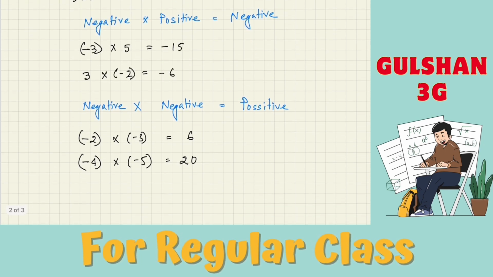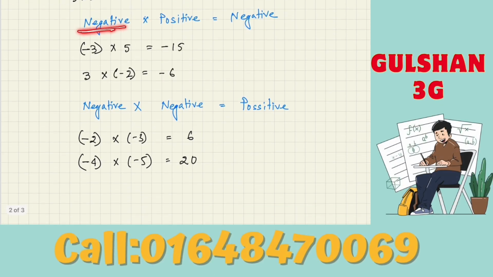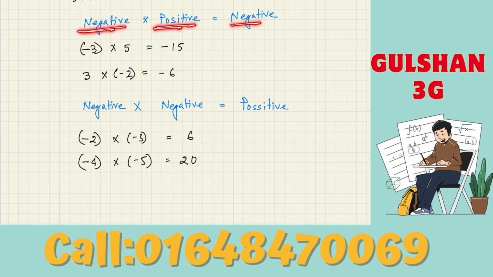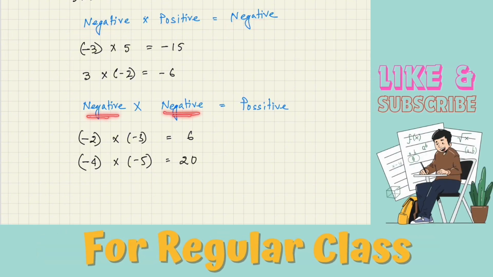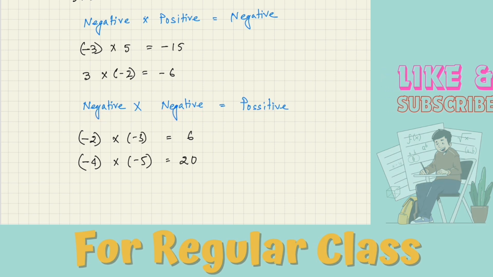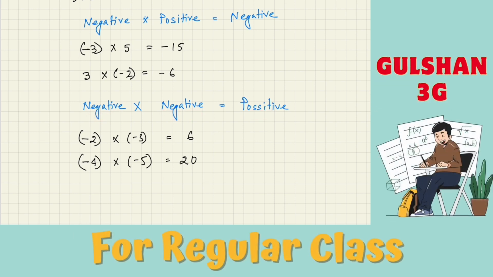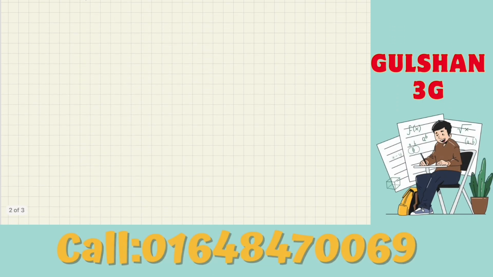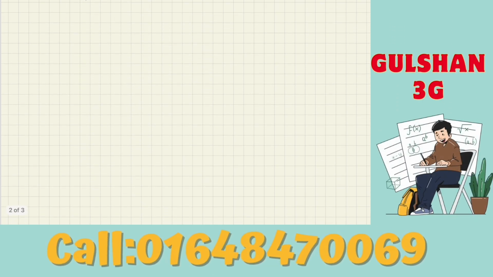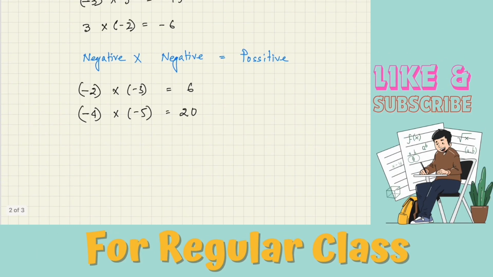So what is it? A negative number multiplied with a positive number, the result will be a negative number. A negative number multiplied with a negative number, the result will be a positive number. So for division, it will follow a similar rule.